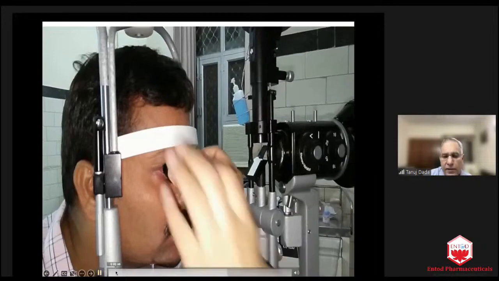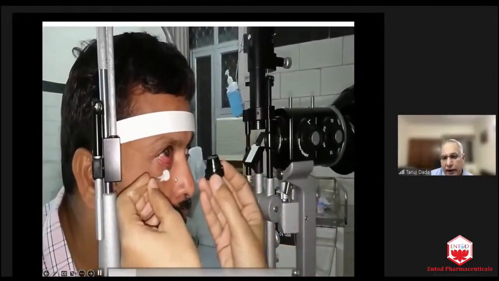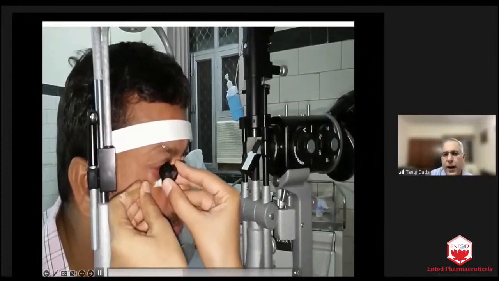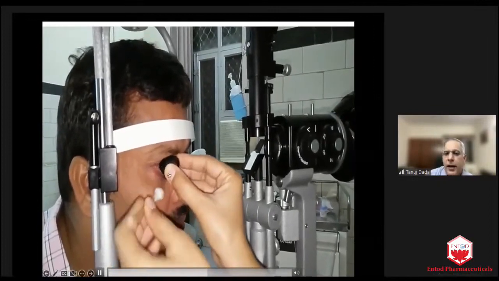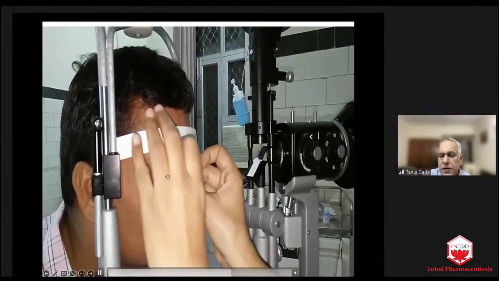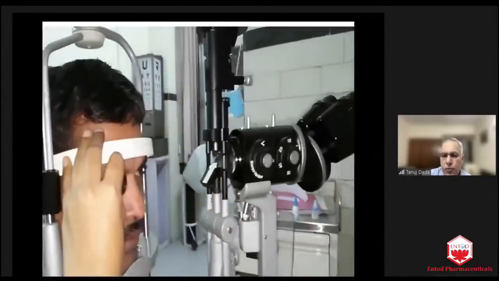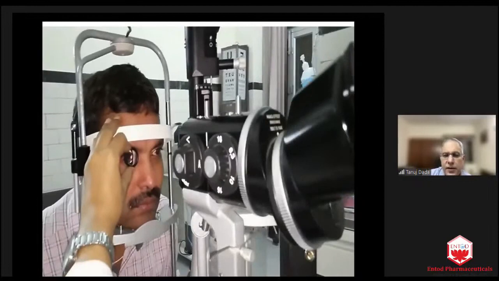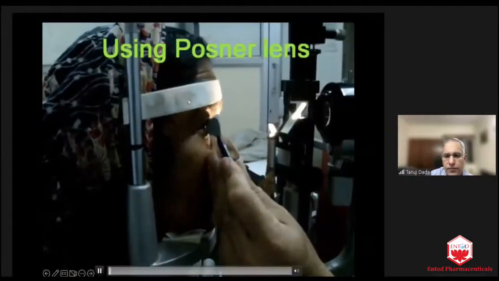You apply topical anesthesia and just retract the lower lid and ask the patient to look up, and then apply the gonioscope. And you can use any of the artificial tears for gonioscopy or any of the gels available as artificial tear supplements, and then view the angle structure. So this is the Goldmann 2 mirror used for diagnostic gonioscopy.